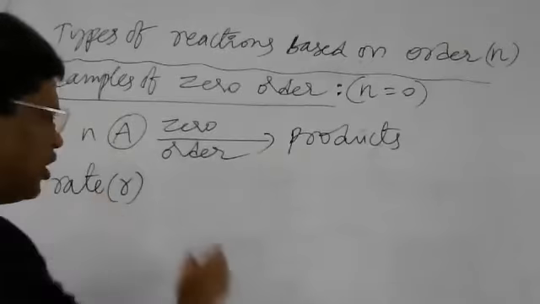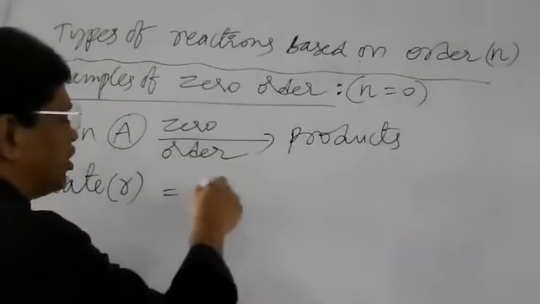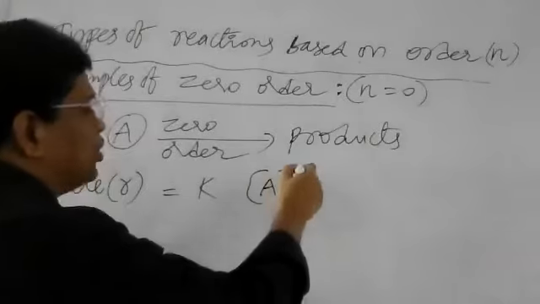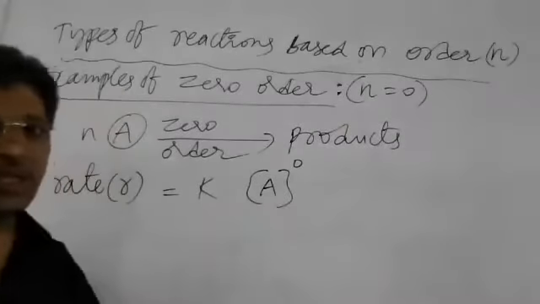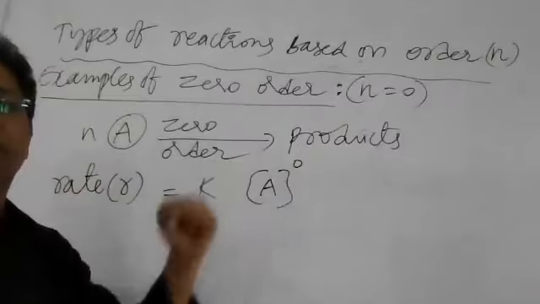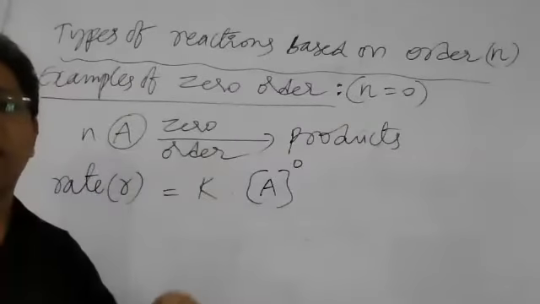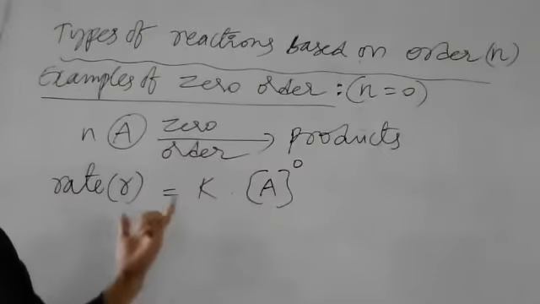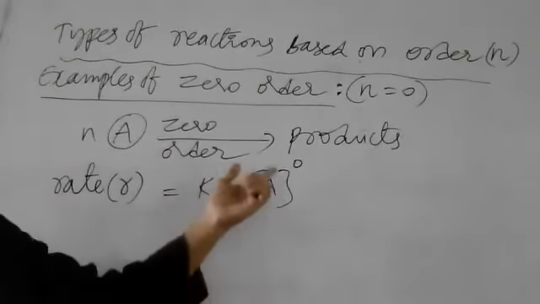Rate of zero order reaction is equal to rate constant into concentration of A to the power of 0. The power of concentration term of A should be 0. Then only it is called zero order reaction. N value should be 0 here. Is that clear? So rate of zero order reaction is expressed as what? Rate is equal to K into A to the power of 0.